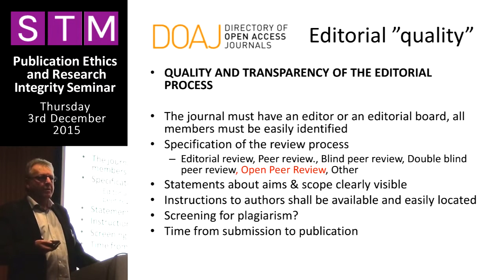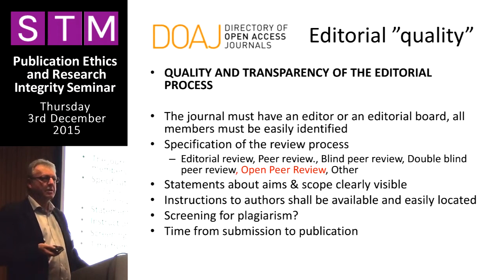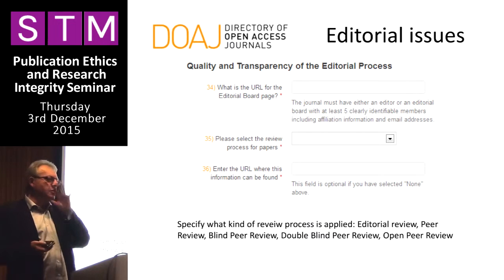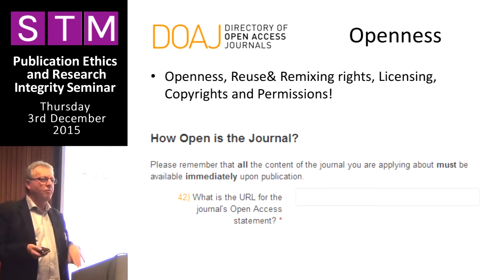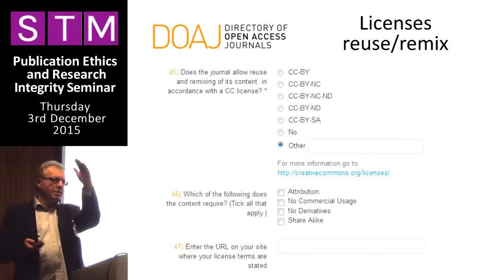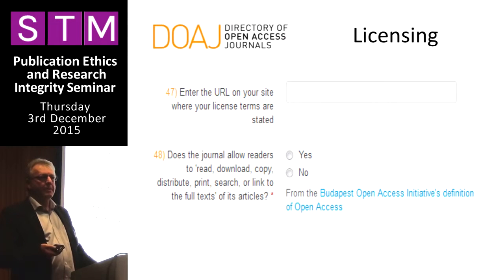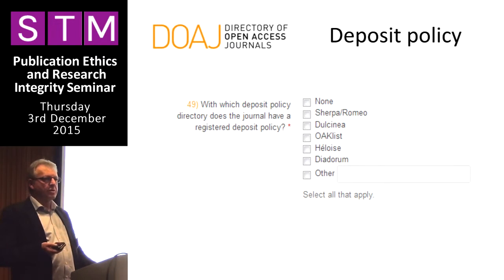A little bit about the editorial part of it, which is the most important in this context. As I indicated, we go into great detail on the editorial processes and the peer review. We require the journal not only to answer the question, but also to provide a specific URL where we can find that information. So we check it, and that applies to many of the other questions as well. Here's the licensing part, the licenses that are available. We promote CC licenses, of course, but other options are possible as well. Deposit policy and so forth.